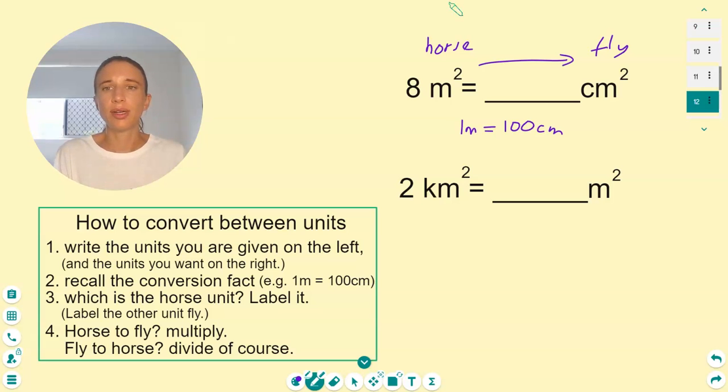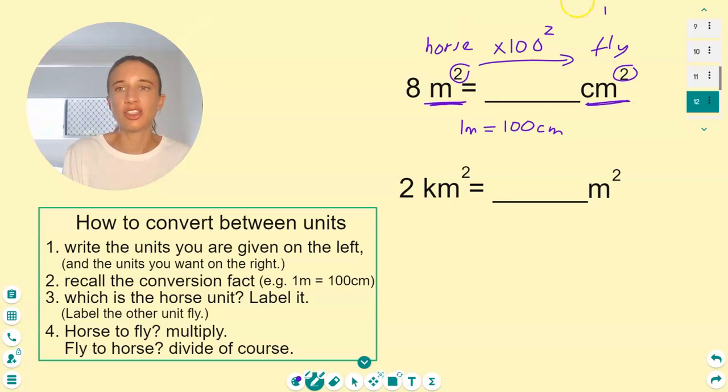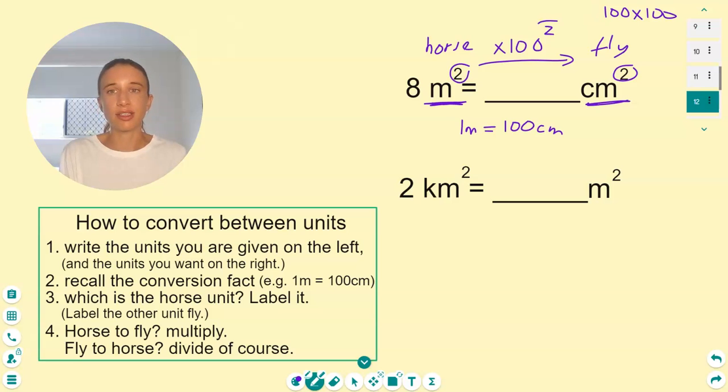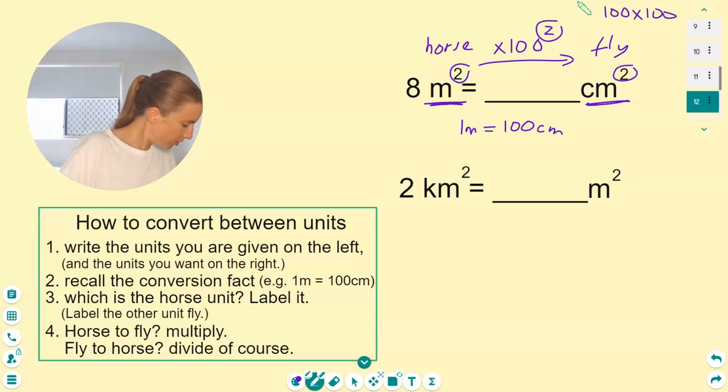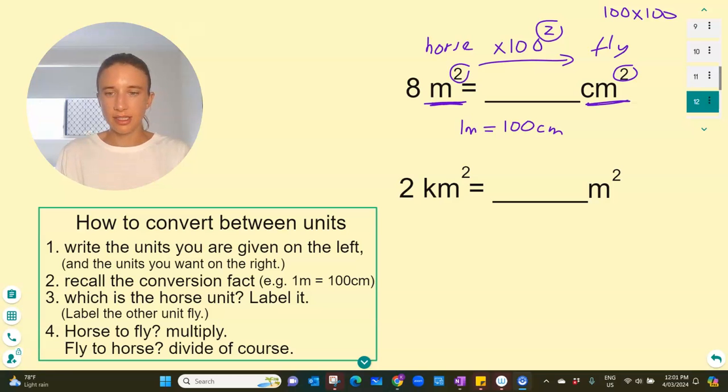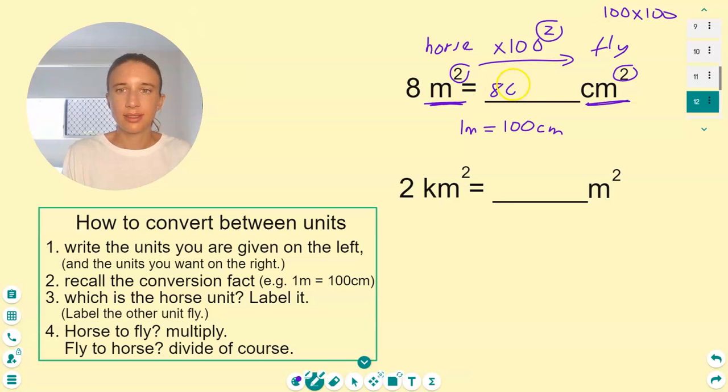And then horse to fly, we're going to multiply by 100, but we need to think about it because meters squared to centimeters squared means you're going to have to square the factor. So 100 squared is just the same as 100 times 100. All right, but you need to apply that factor. Remember to square it. And yeah, I'm just going to use my calculator for this one. If I type in my calculator 8 times 100 squared, 80,000. So that's a lot, right?